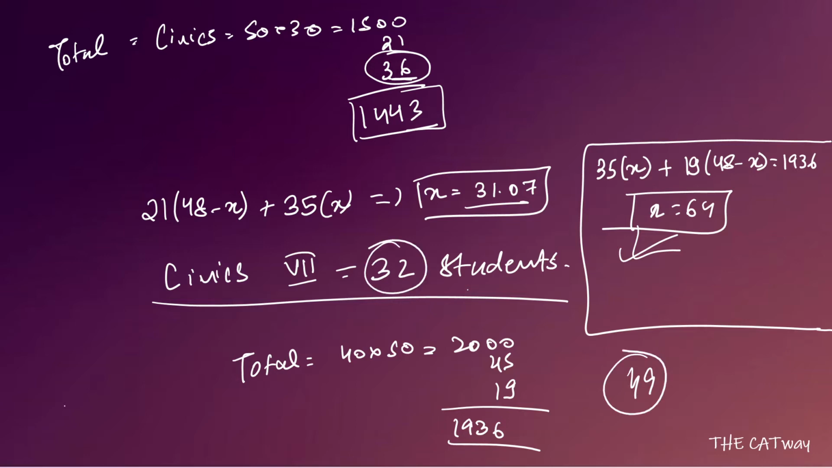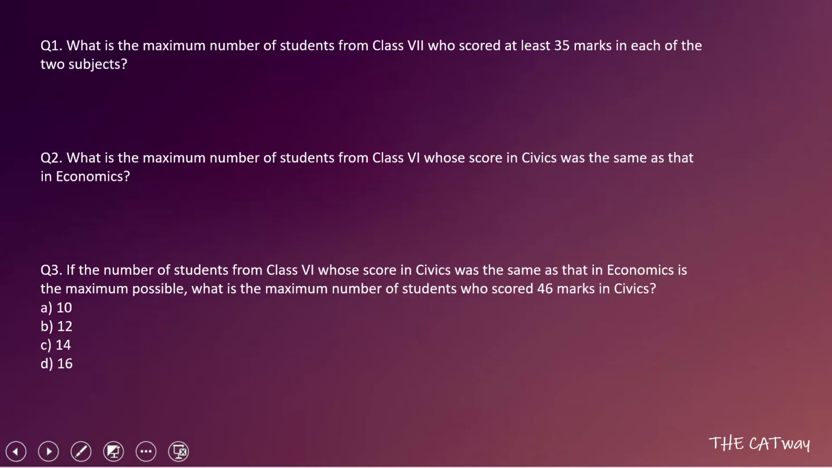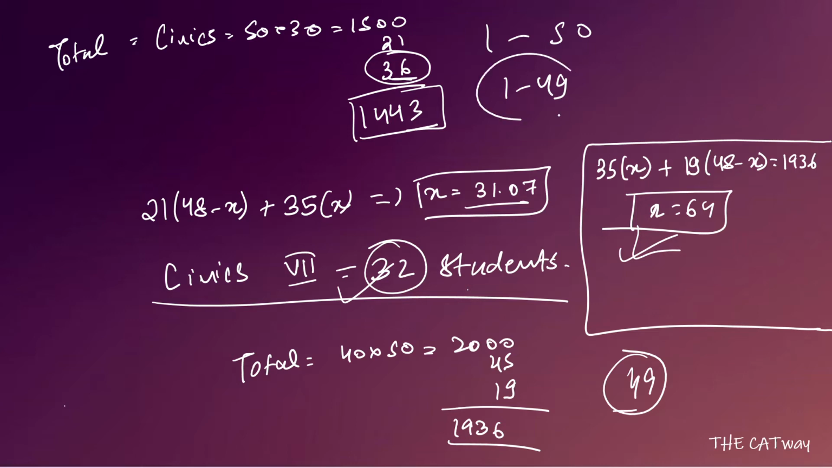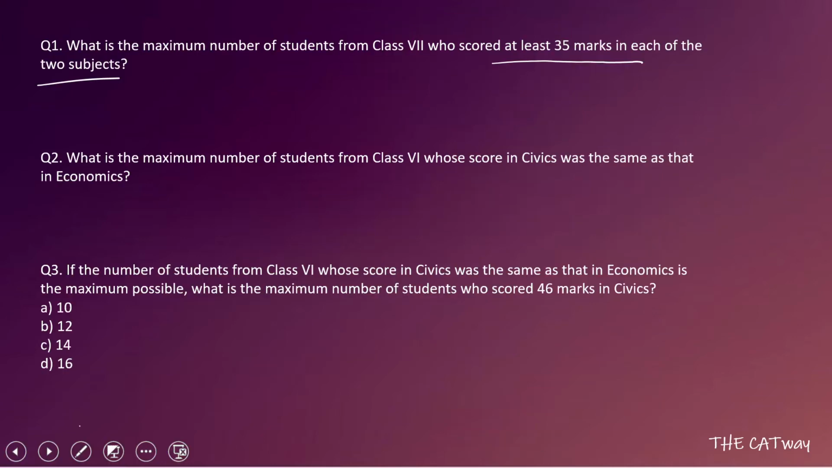Now the question is which value we are going to take. The value we are going to take will be this one, because it has been asked for the maximum number of students who scored at least 35 in each of the two subjects. So let's say there are roll numbers 1 to 50. Roll numbers 1 to 49 got more than 35 in economics, but only roll numbers 1 to 32 got more than 35 in civics. So these 32 will be the only students who get more than 35 marks in both of them. So this is the answer for the first question: the answer is going to be 32. Come to the second question.